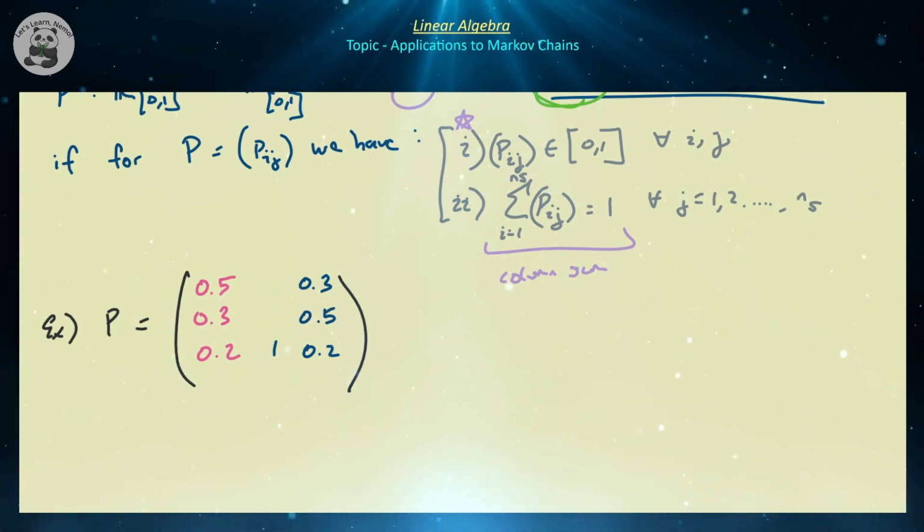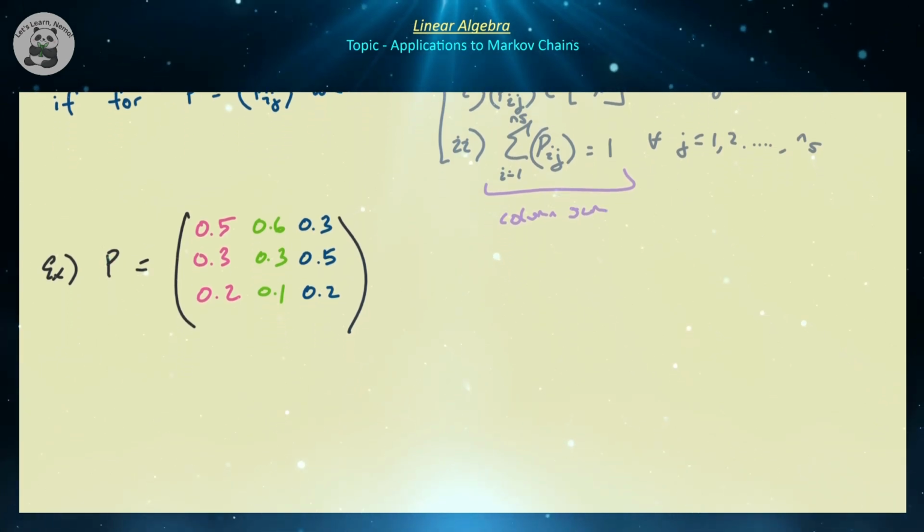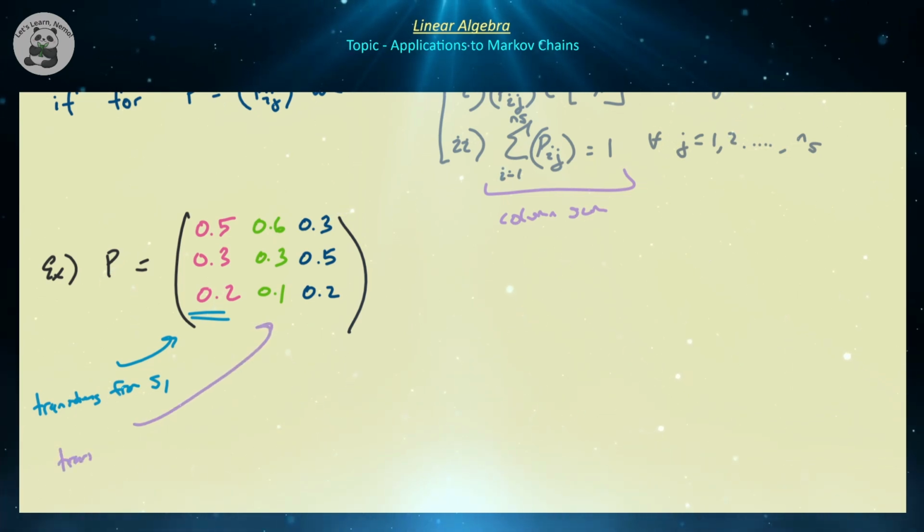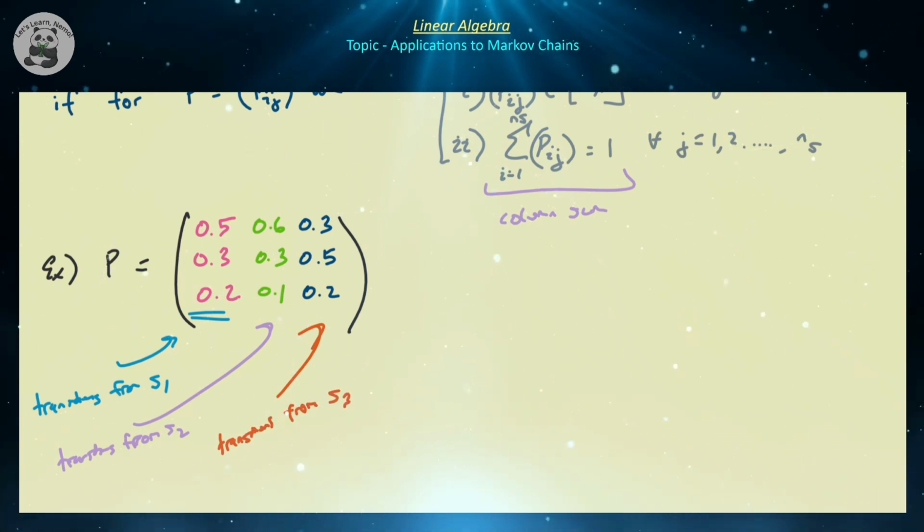And I probably should have made these all different colors. Let's just change that middle column into green. Let's say 0.6, 0.3, and 0.1. So there's lots of colors for happiness. All right. So what are these probabilities going to be associated to? So the first column is going to be the probabilities of transitions from state 1. The second column is going to be the transition probabilities from state 2. And the last column is going to be the transition probabilities from state 3.